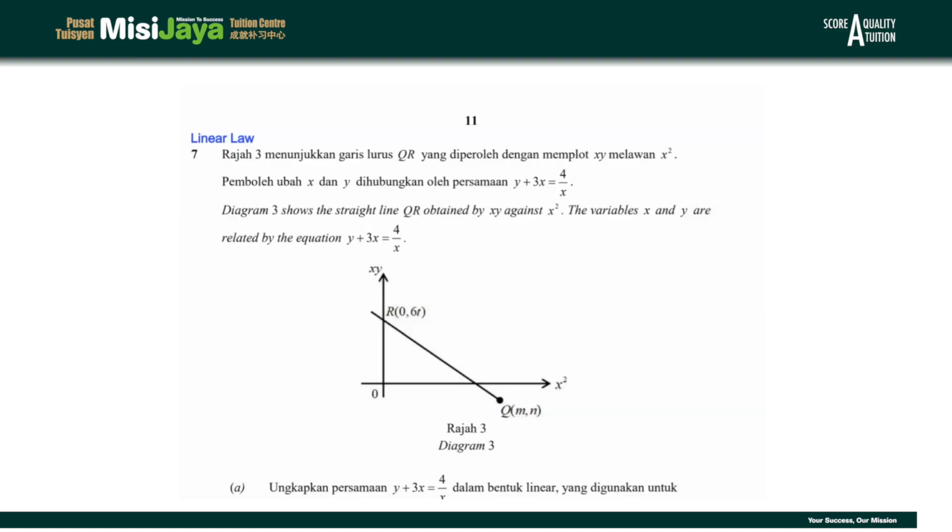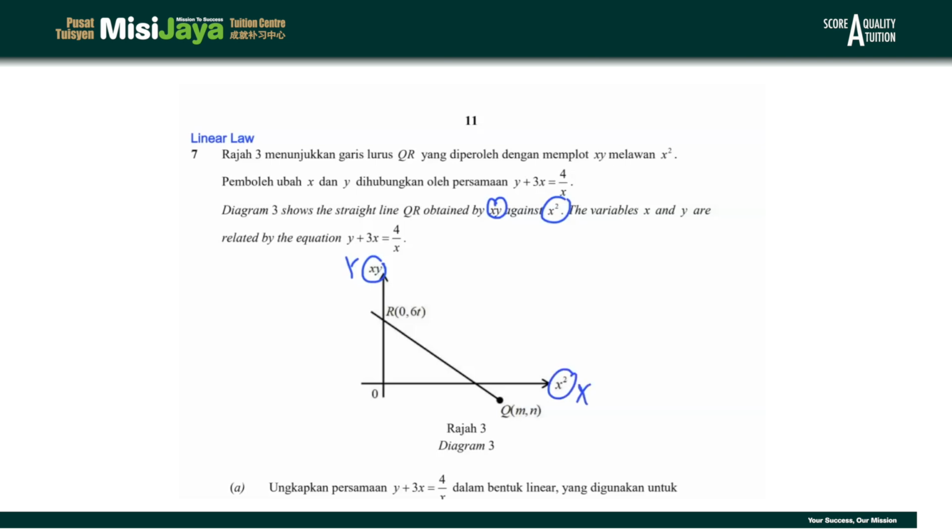Let's look at question number 7. This question is based on the topic linear law. Diagram 3 shows the straight line QR obtained by plotting xy against x squared. So xy is here, this is your big Y, and then x squared is here, this is your big X.